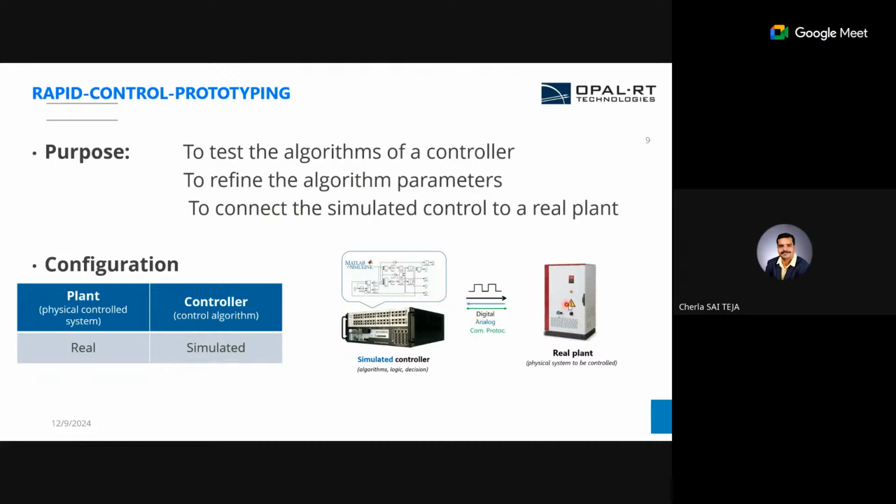We can do the closed loop as well. We will take the feedbacks of this real plant. We need to scale it down in order to send it to the IO channels and verify in closed loop whether the plant response is in accordance to the simulated controller or not. So here we're going to connect the simulated controller to a real plant.